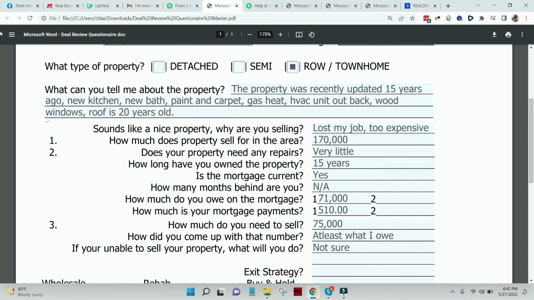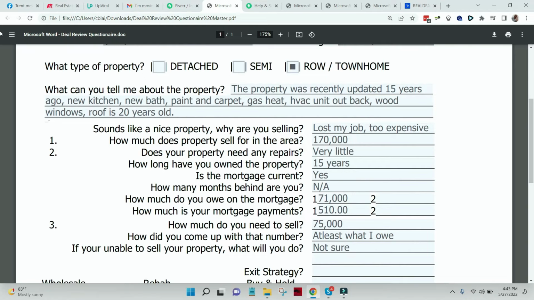However, it also tells you another way in which you can buy this property. Maybe you can take over payments. Maybe you can do a master lease. Maybe you can do a rent to own. So that's why I love that question of how long have you owned the property, because the next question is going to go into play in regard to the numbers that count.